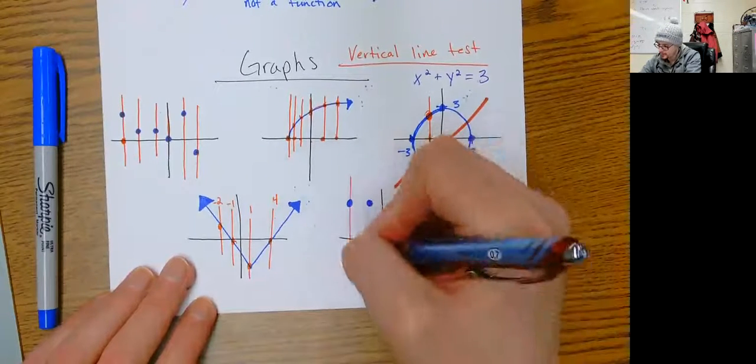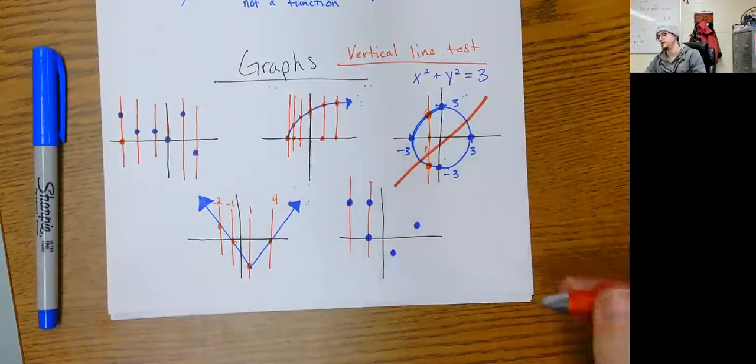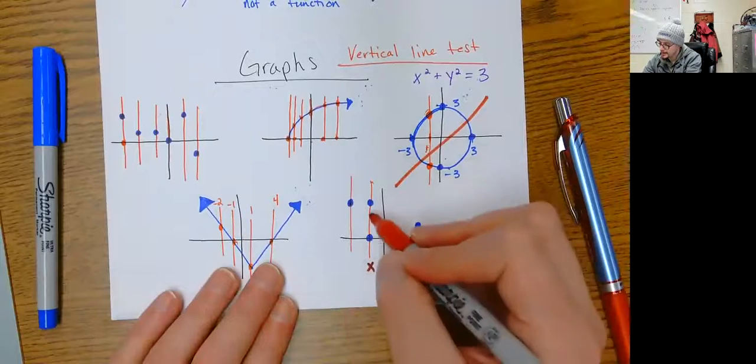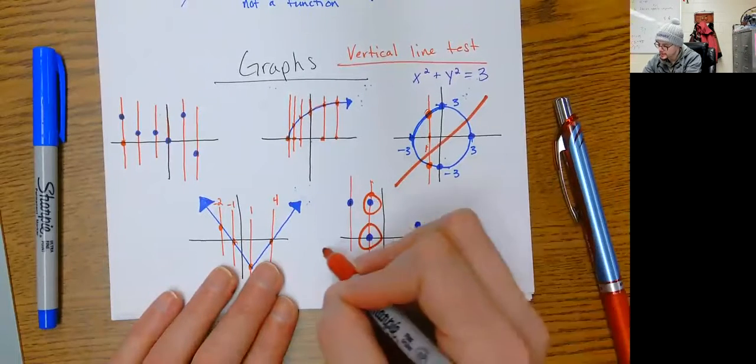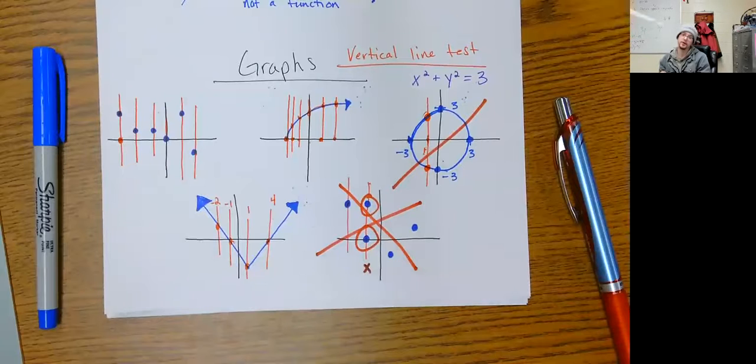How about this one? 1 output, 2 outputs. That one does not work. Whatever x value this is, you get 2 outputs. That does not work. So that one's not a function. It fails the vertical line test.